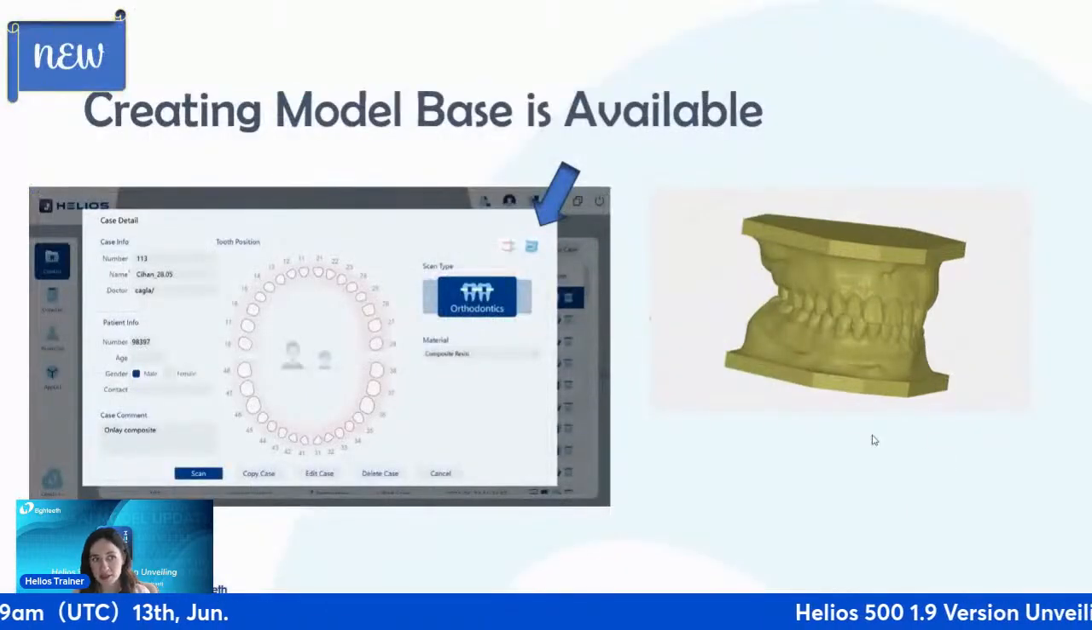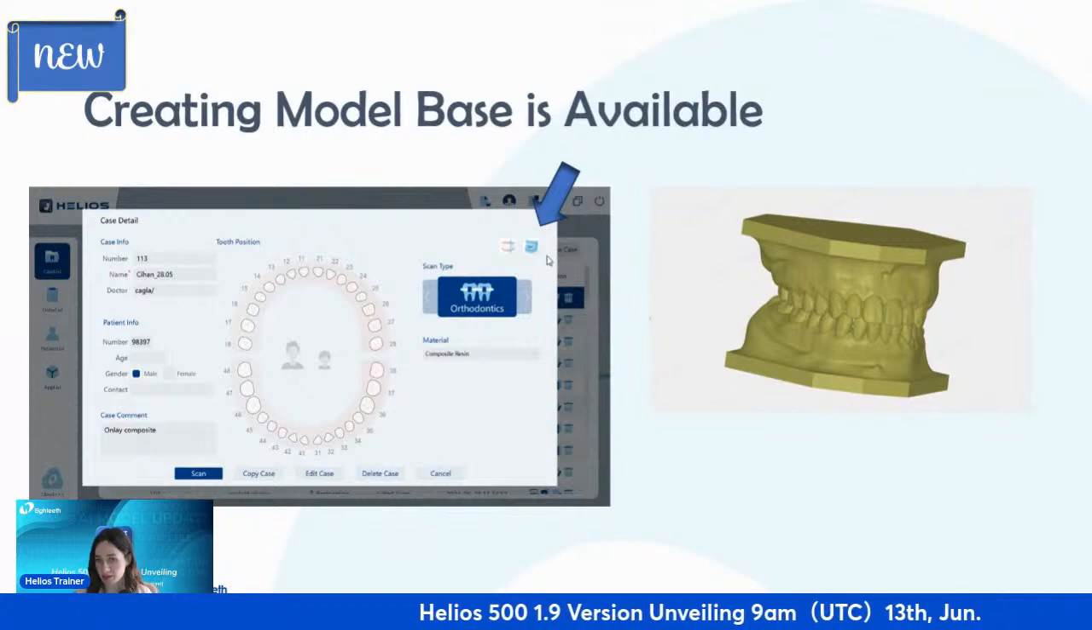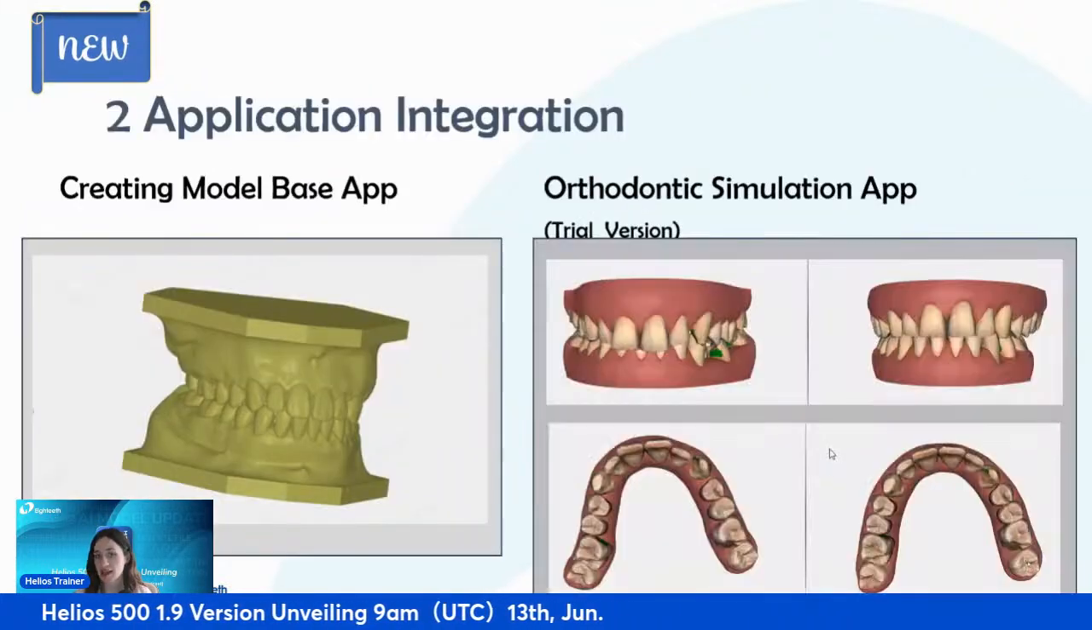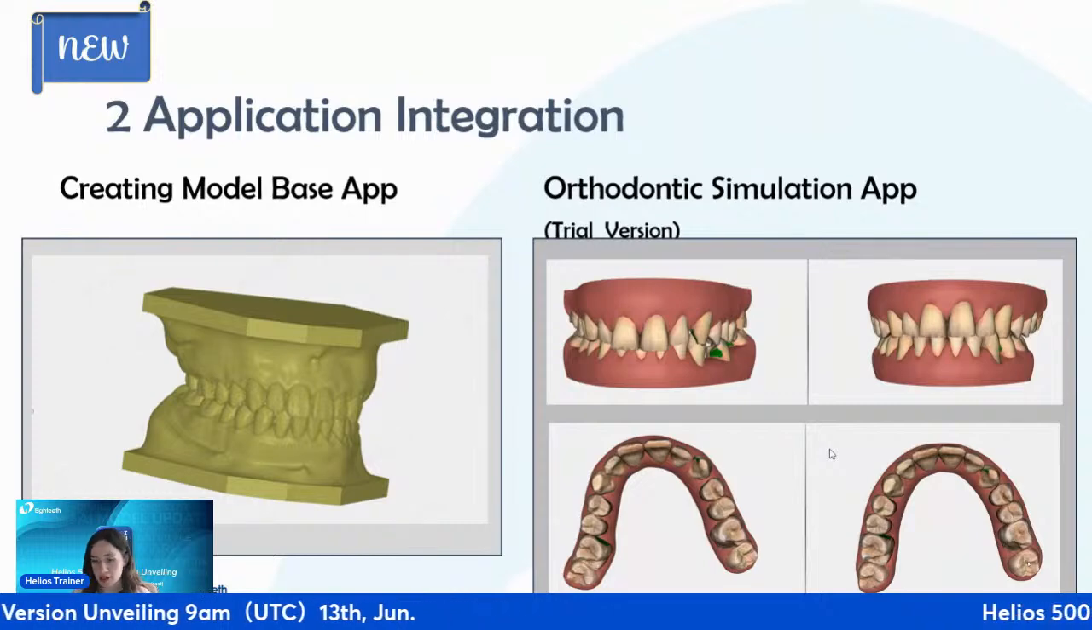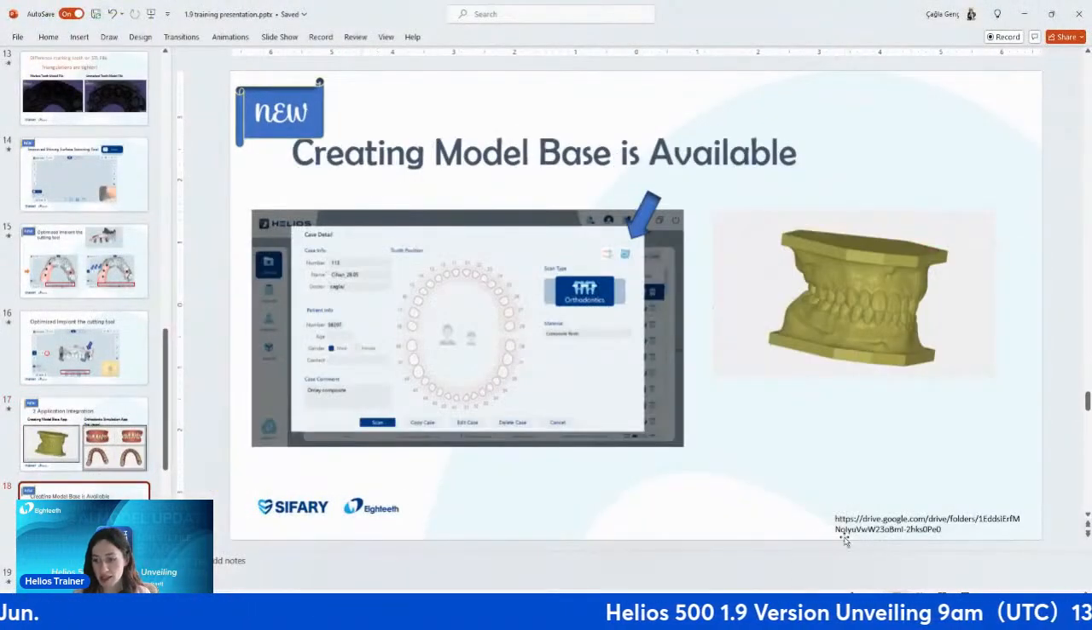So I just explained creating the model base. It will be available, and there is an orthodontic simulation option. It has a trial version right now. How can we download this option?